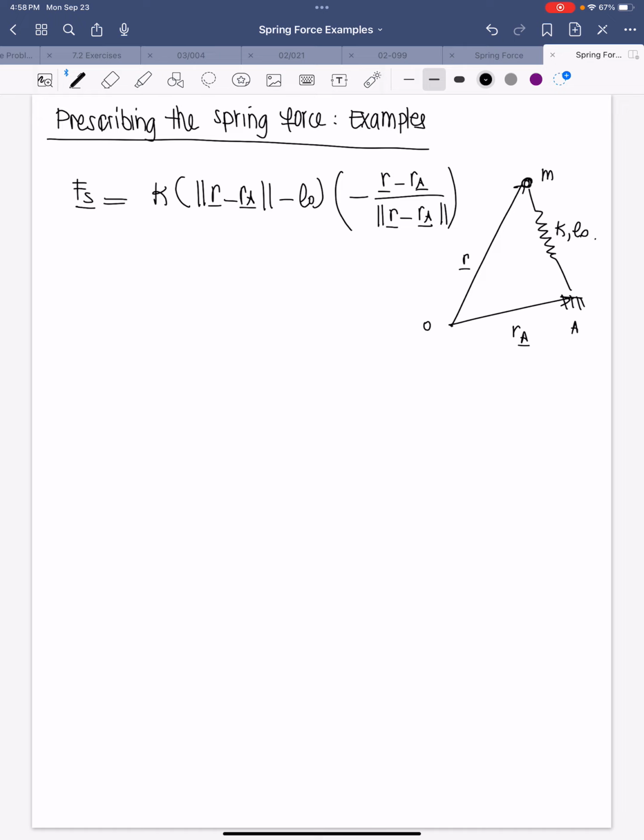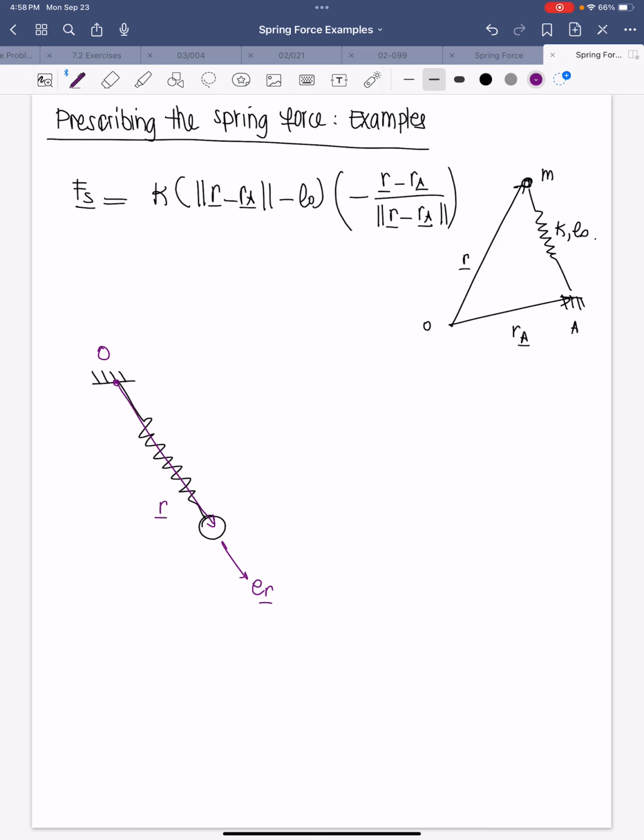Okay, so let us consider something that's similar to a pendulum, but instead of being suspended by an inextensible string, we're going to suspend it by a spring. So this is my origin. This is planar motion. E_r is going to point along the position vector.